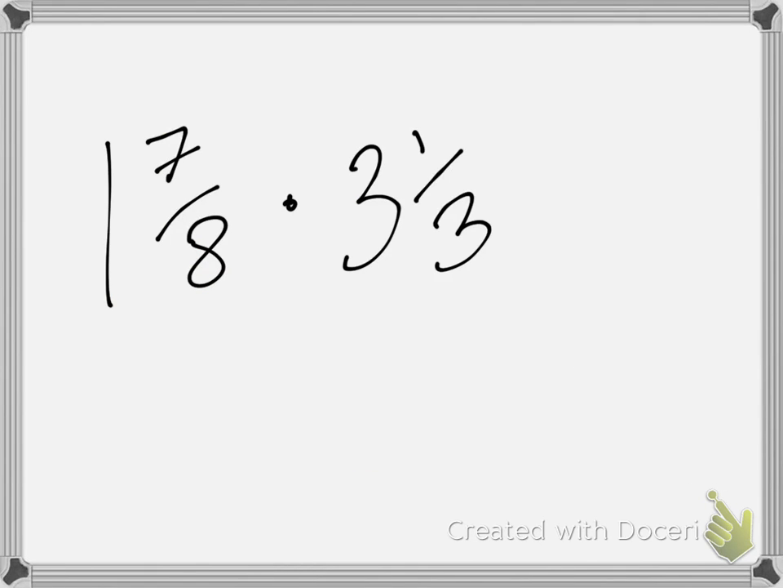So I want you guys to try this one. 1 7/8 times 3 1/3. What's the first step? Who can remind me what the first step is? Rafi. Turn them into improper fractions.